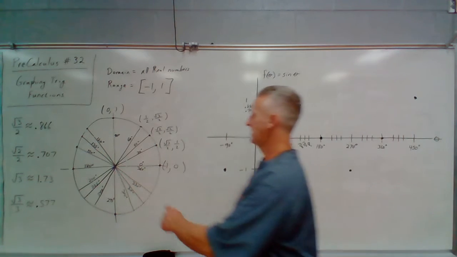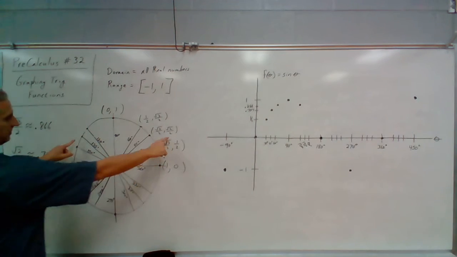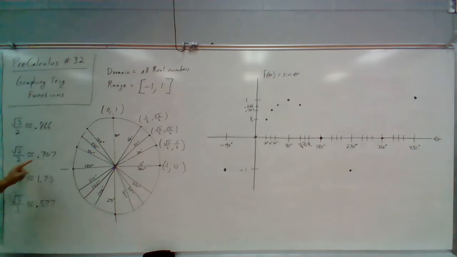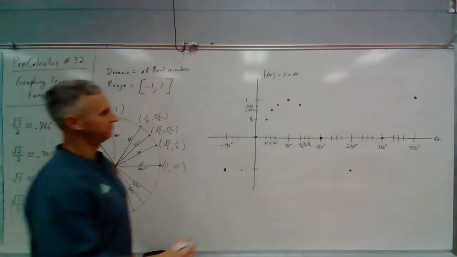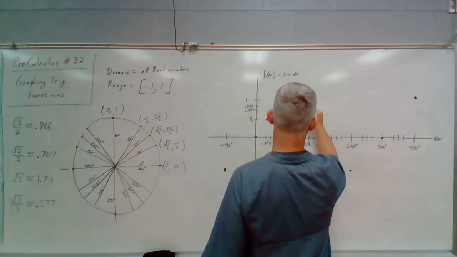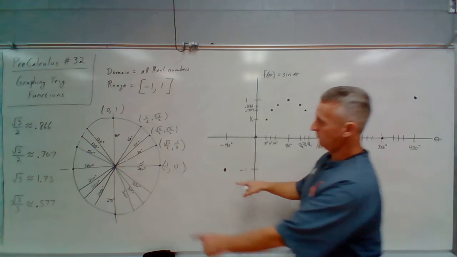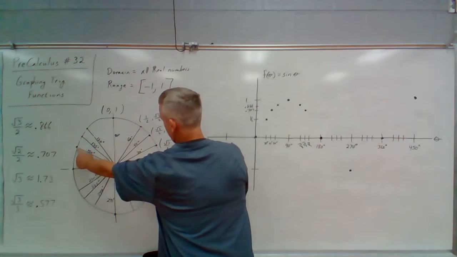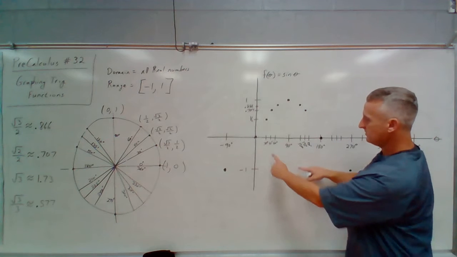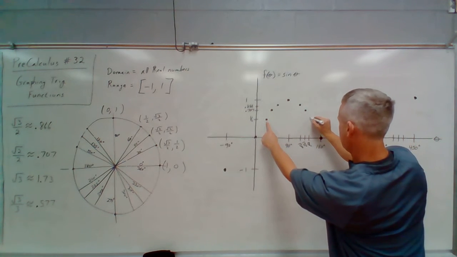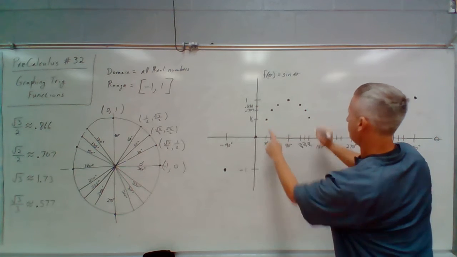135 degrees, sine of 135. Matches up with this guy. The y value will be the square root of 2 over 2, which is approximately 0.707. So that goes there. And 150 degrees would match with this point. It matches up with the 30 degrees. So it should be exactly across from this one, about right here.